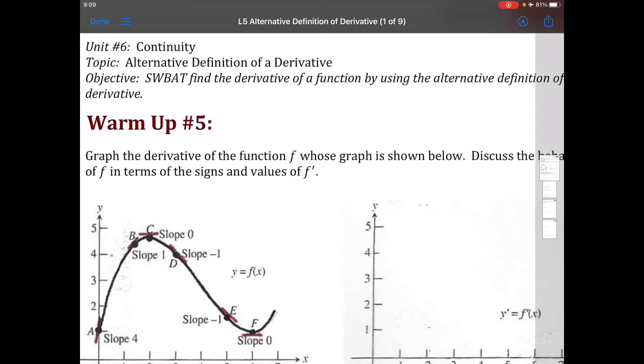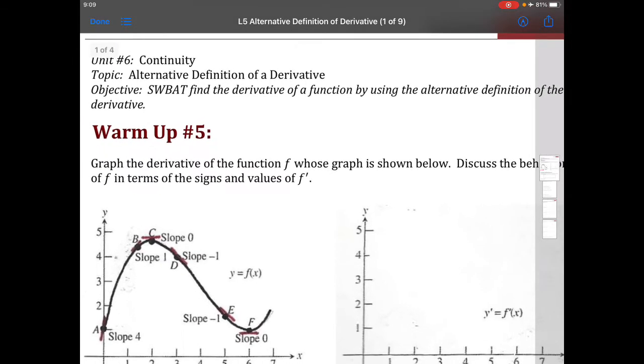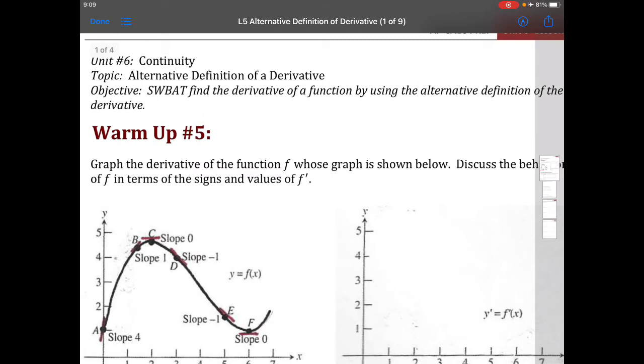So the warm-up says, graph the derivative of a function f whose graph is shown below. Discuss the behavior of f in terms of the signs and values of f prime. Anytime you're given a function and asked to graph its derivative, you will be looking for the slopes at different points. Slope where it's 0. So slope at C, if you look at C.